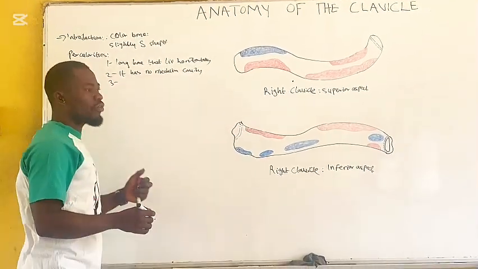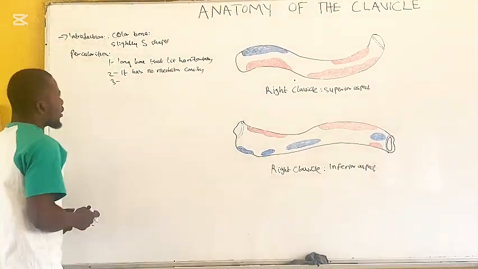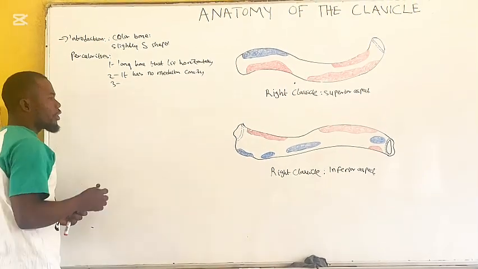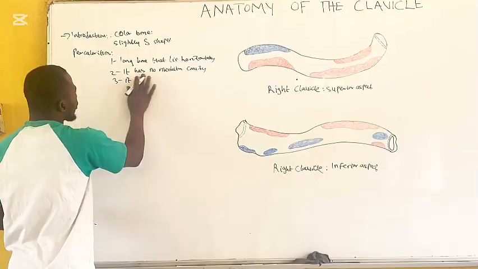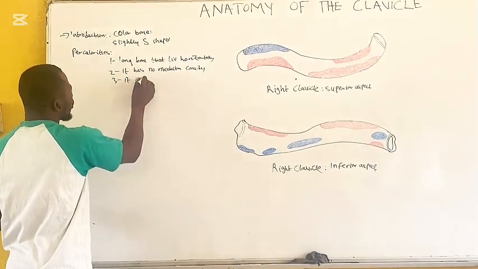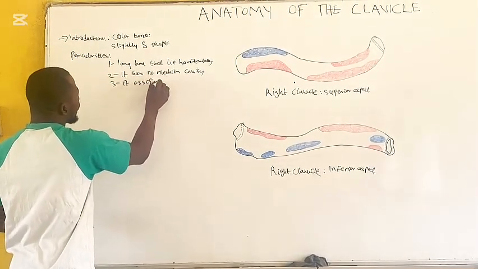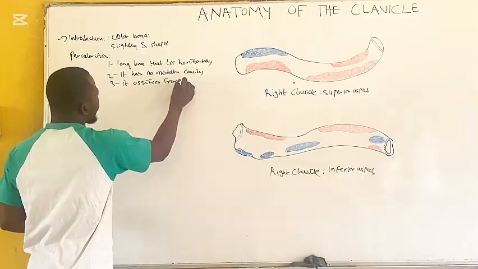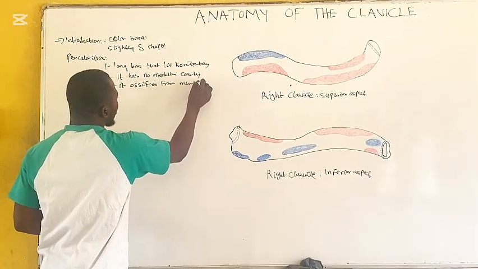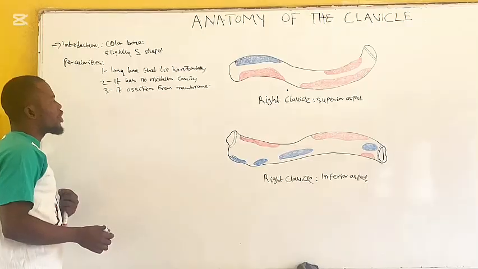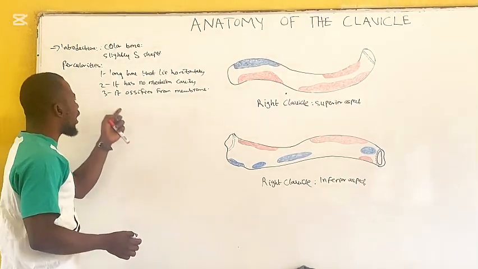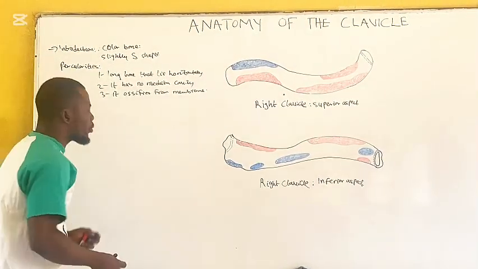Another peculiarity of the clavicle is that it is the only long bone that ossifies from membrane, except its medial end that ossifies from the cartilage. It is the only long bone that has membranous ossification.